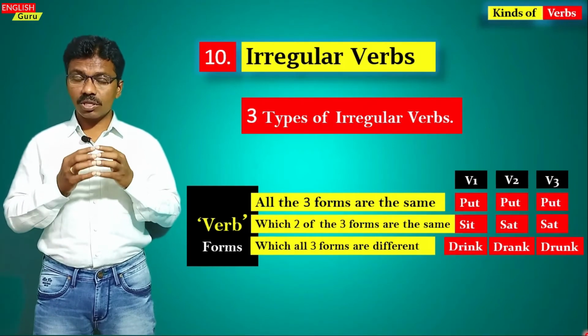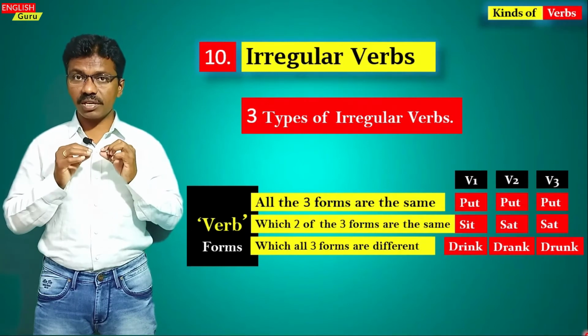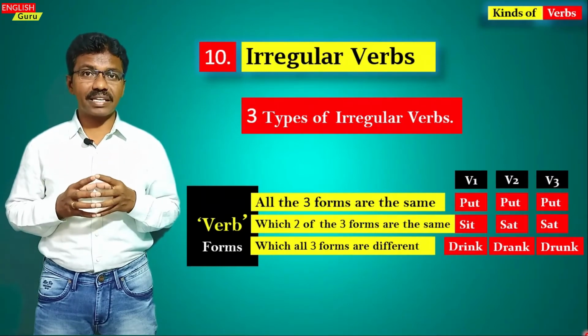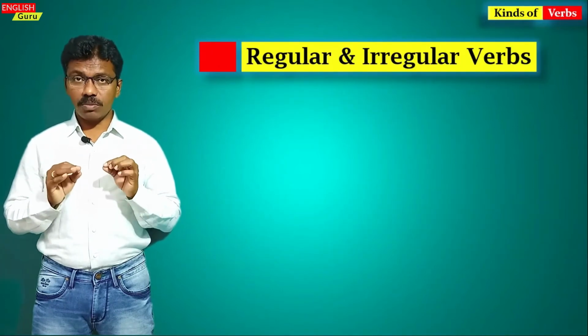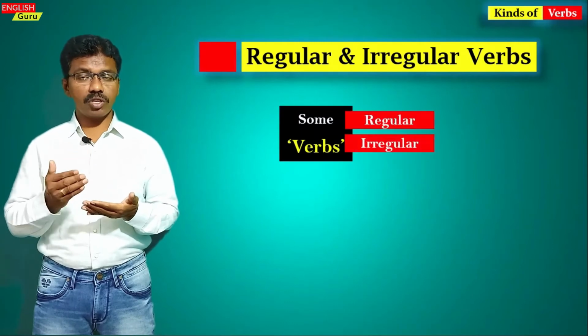So these are all the three ways how irregular verbs change their form according to the tense of that particular sentence. But there are certain verbs which we use as regular verbs and irregular verbs also.